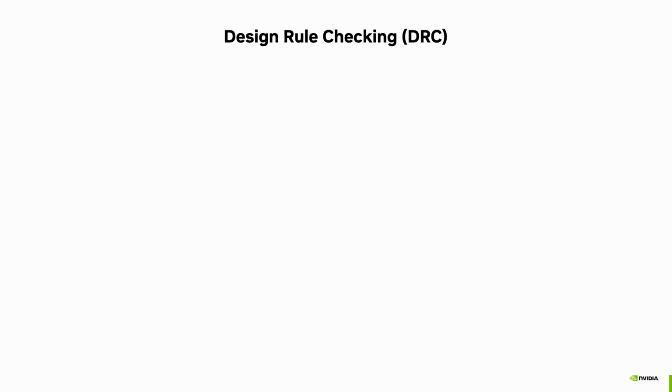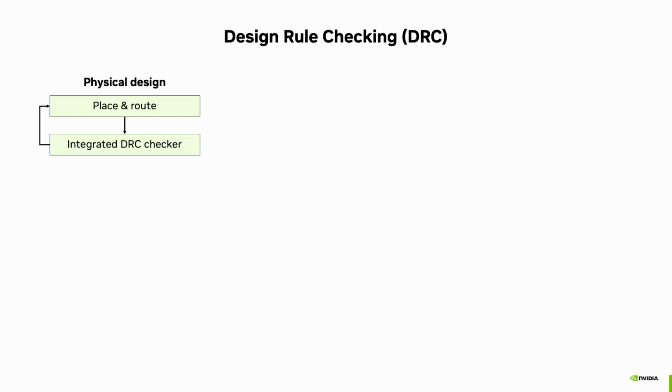So design rule checking is an essential step in the physical design flow. Every place and route tool will need an integrated DRC checker to provide the design rule violation feedback to the place and route engine to do the optimization. However, the development of such an integrated DRC checker presents some challenges.